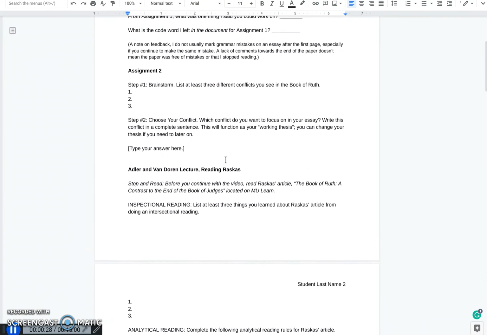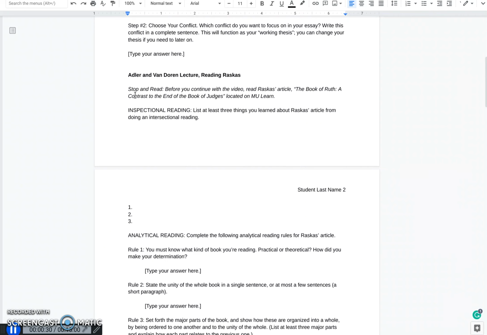So, on your worksheet, first thing I want you to do, your inspectional reading, just tell me 3 things you learned about this article from that. So remember, that's looking at headings, maybe reading the introduction and conclusion. What do you just learn from giving a real brief cursory overview of the article?